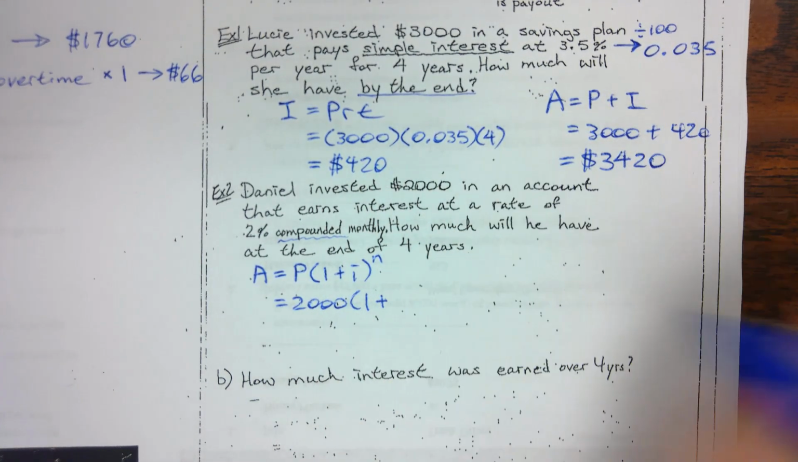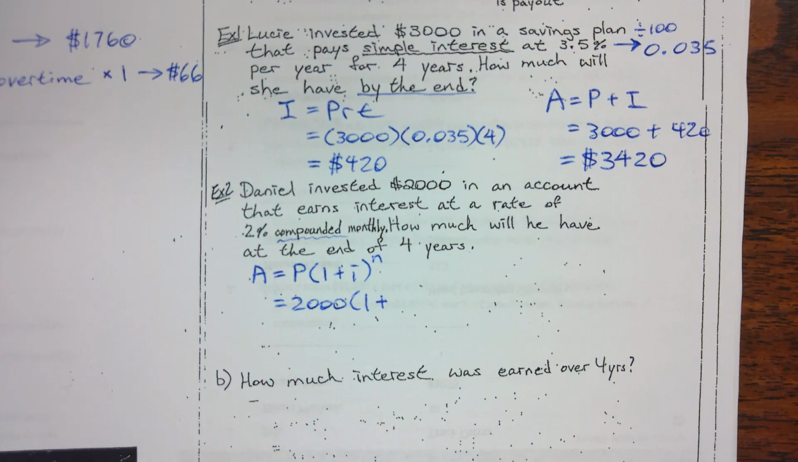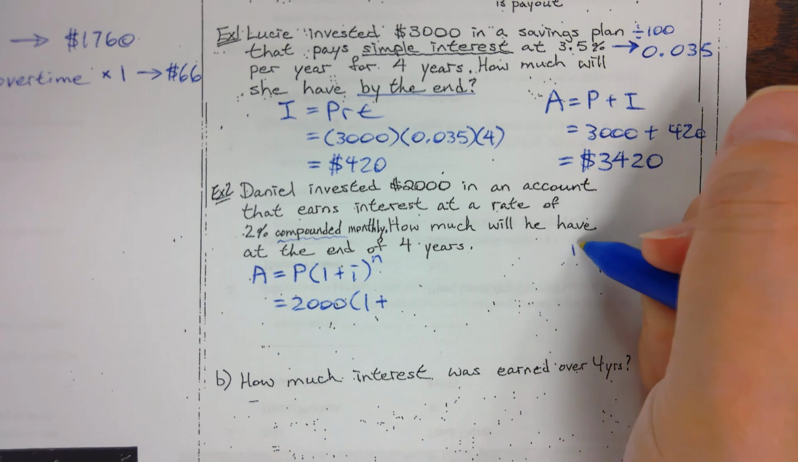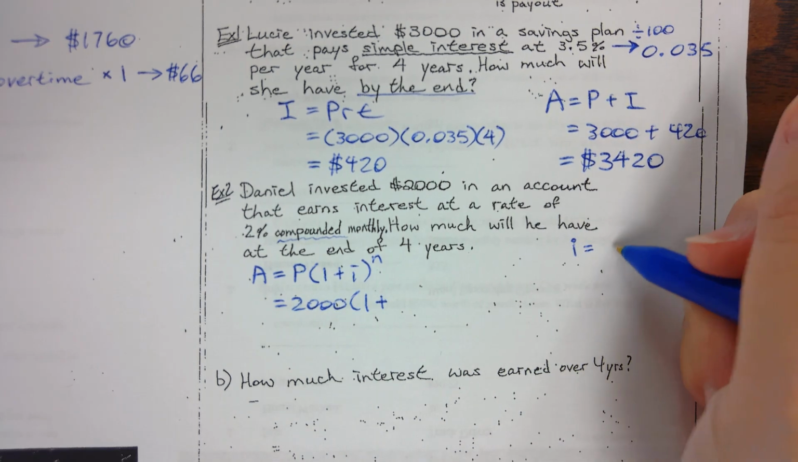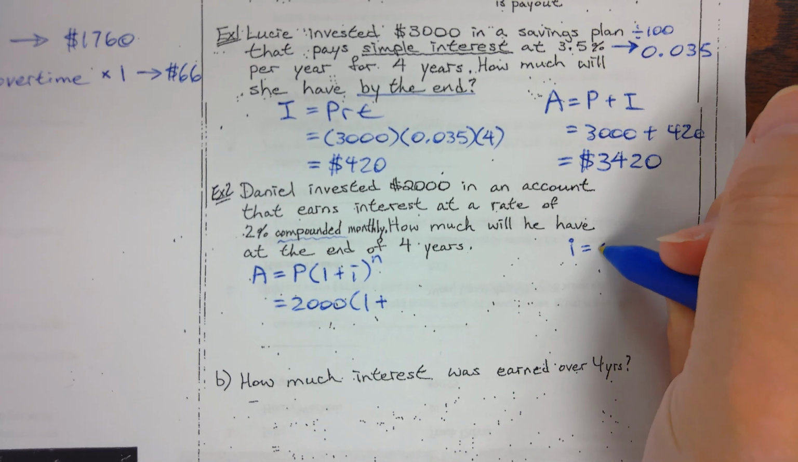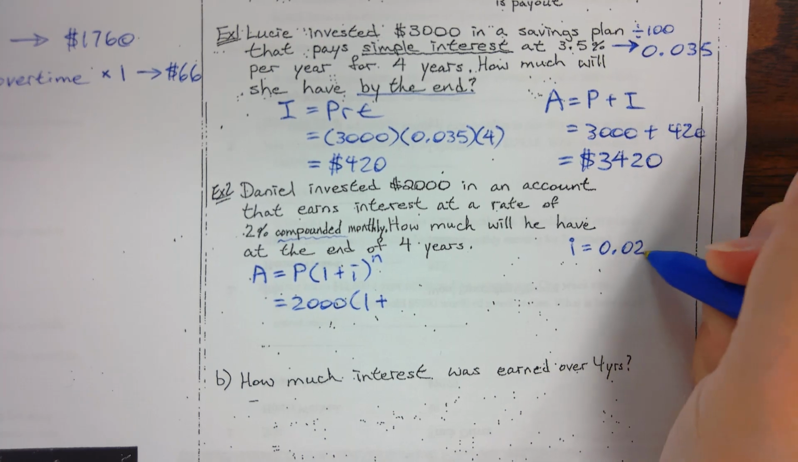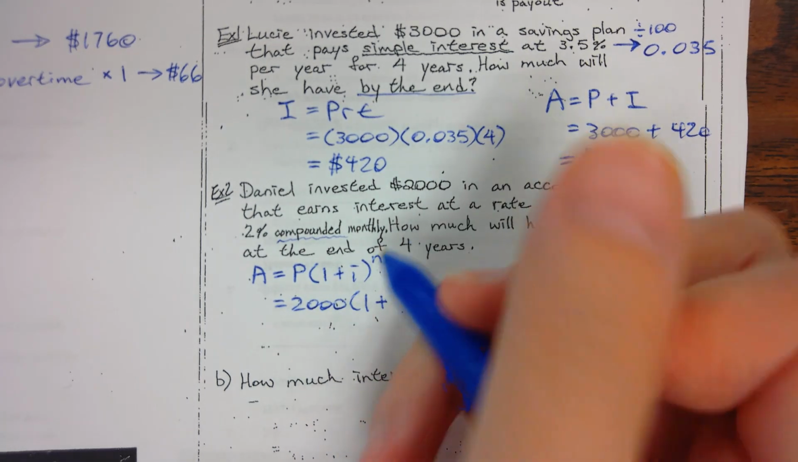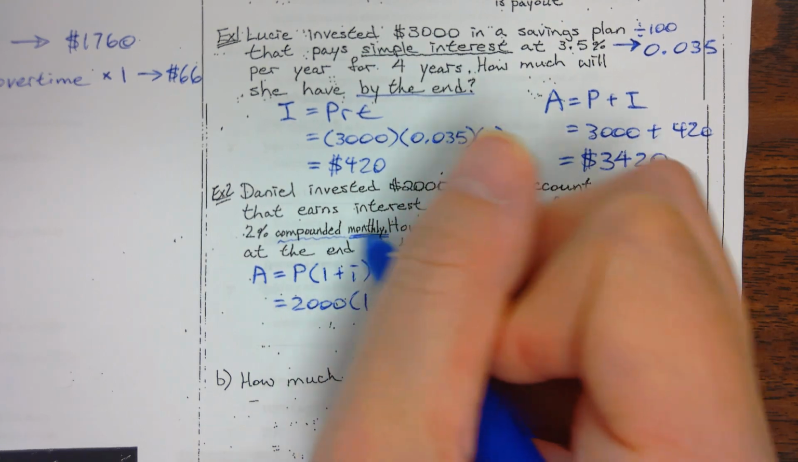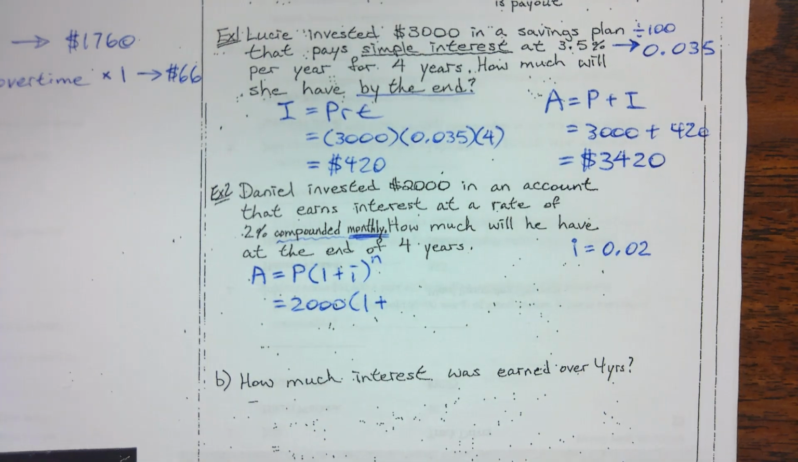1 plus I. What's my interest rate? 2%. Okay, so I know that 2% when I divide it is 0.02. 2% compounded monthly, which means instead of just paying you 2% at the end of the year, I'm getting paid every month. Okay, that 2%, it doesn't mean that you get 2% every month.